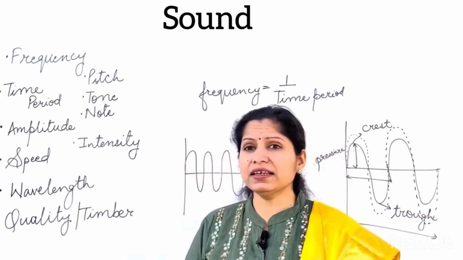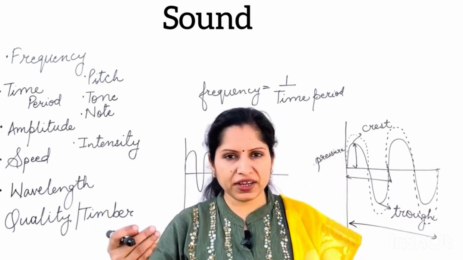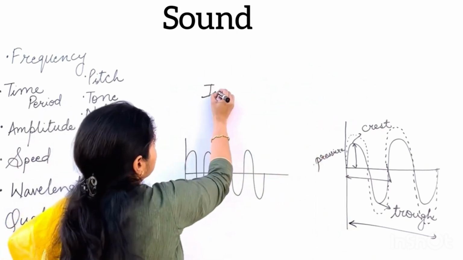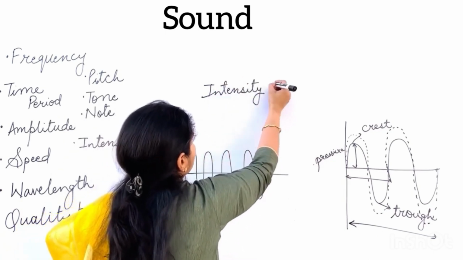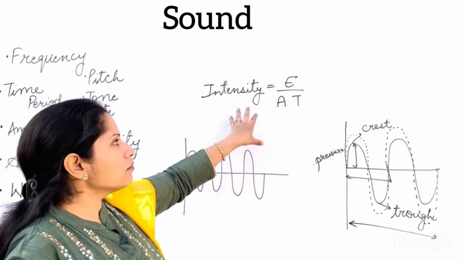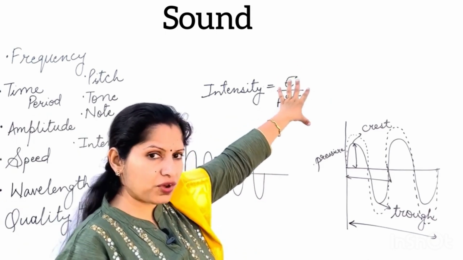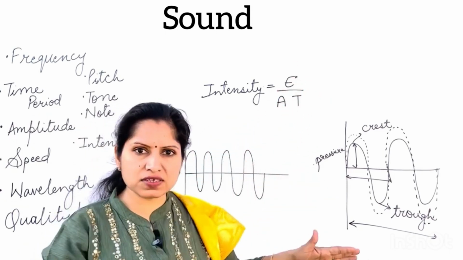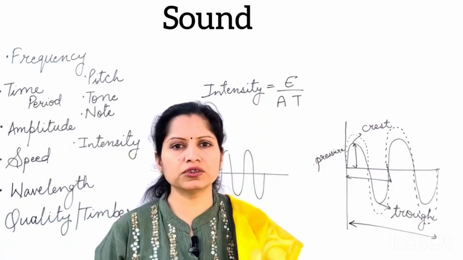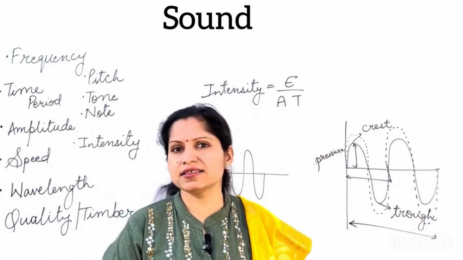Okay. Next comes the intensity of sound. Now this intensity of sound is the amount of sound energy that is transferred per unit area in a unit time. Okay, the amount of sound energy transferred per unit time means in 1 second, what is the amount of energy transferred per unit area? Means the area is 1 meter square, then that is known as intensity. Okay, the amount of sound energy transferred per unit time, in 1 second per unit area, that is known as intensity.